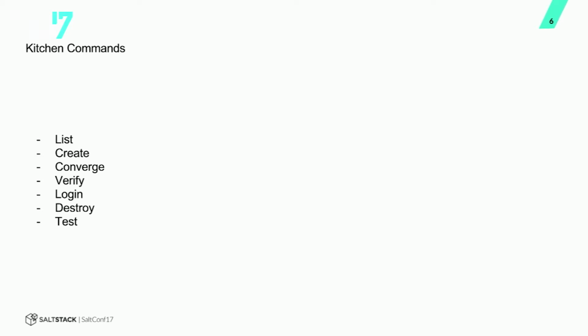If you create or converge or verify, there will be an instance left behind, and you can use Kitchen login, and it will SSH to the instance so that you can work in your testing environment. And then there's destroy, and destroy just deletes them all at the end. Test does all of them in a row from create except for login. It does a create, it does a converge, it does a verify, and then it does a destroy to clean up at the end. And then it gives you a 1 or 0 if your test passed or failed.